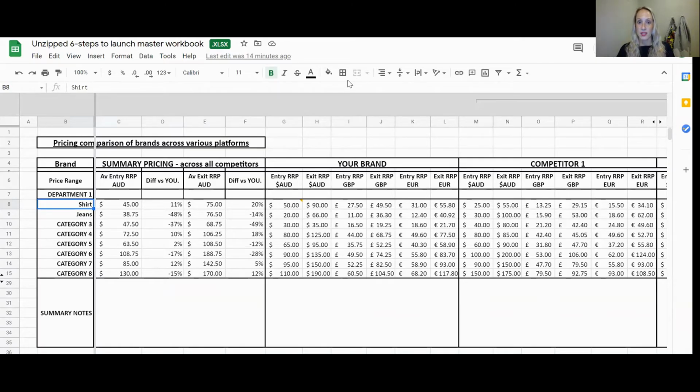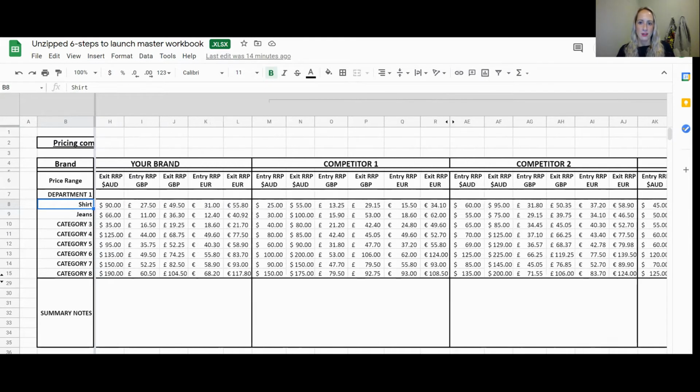This is a pricing comparison table, and I encourage you to create one exactly the same. This section here that I'm hovering over, if you have a brand, you'd enter your price point here. If you don't, obviously don't do that.